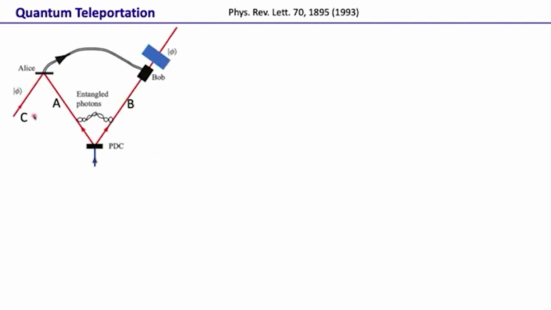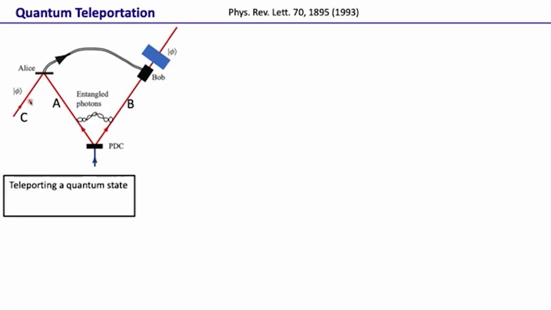Now we are going to look at one more application of quantum information, which is quantum teleportation. In quantum teleportation, one tries to send a quantum state without sending the system itself. So here we have a particle C, the state of which is phi. One doesn't know what the state is, but one wants to send this state of particle C to the state of particle B. And that is the aim of the teleportation. Again, when we say teleportation, it is teleporting a quantum state and not the quantum system.